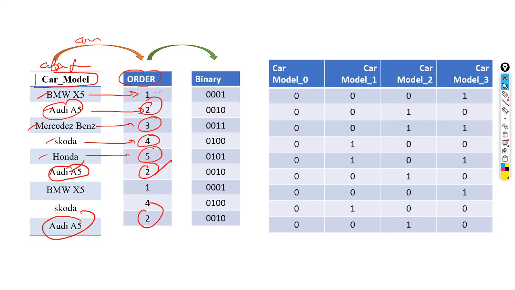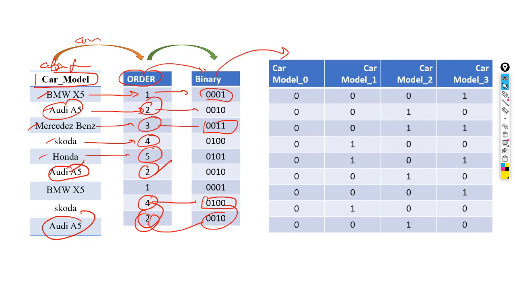So number 1 can be assigned to binary with 4 digits, 0001. 2 will be assigned 0010. 3 means 0011. So these numbers will be converted into binary. This 2 will be converted into 0010. This 4 is converted into 0100. So it will be converted like this.